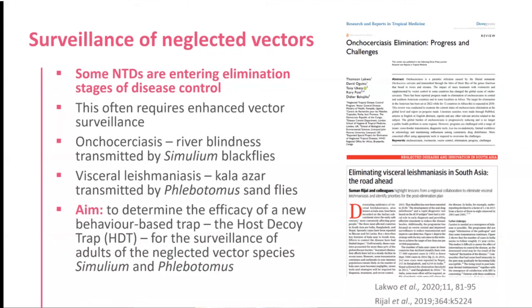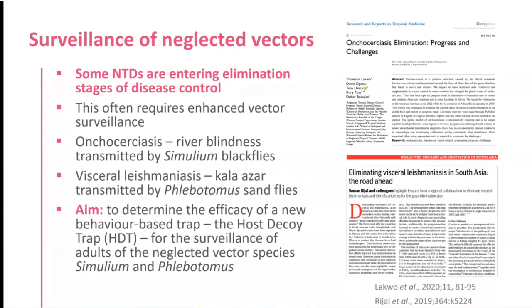So as we're very positively entering elimination stages for some of these diseases, we also need to be upping our game in terms of vector surveillance rather than perhaps scaling back, which I think is a risk sometimes where we feel like we've made really good progress. So we can perhaps take our eye off the ball a little bit. We really need to be enhancing vector surveillance.